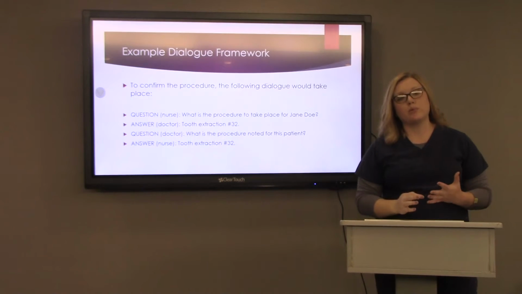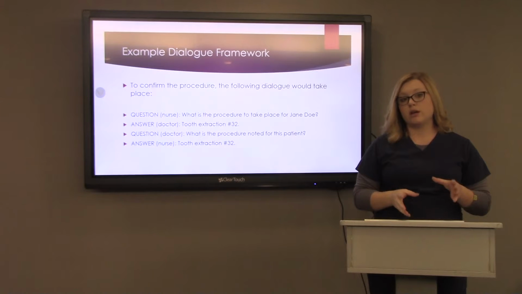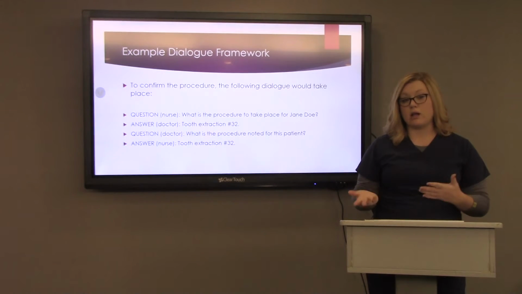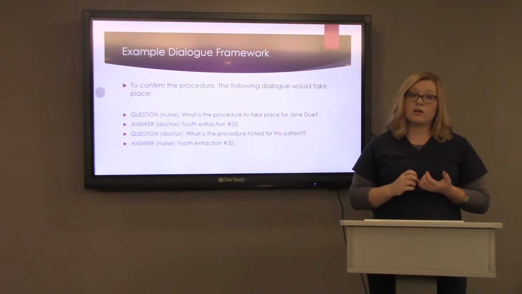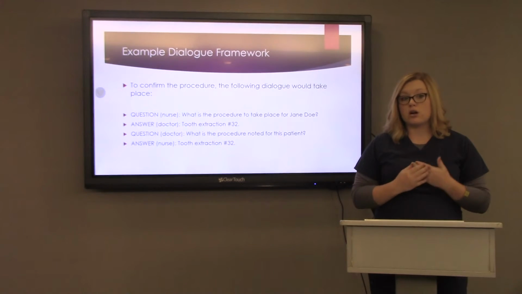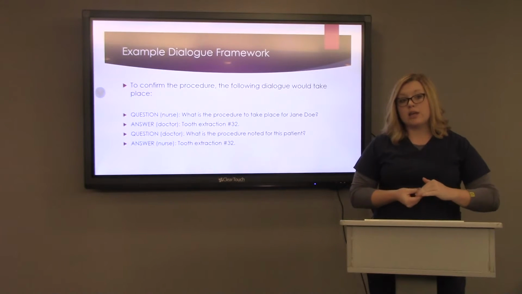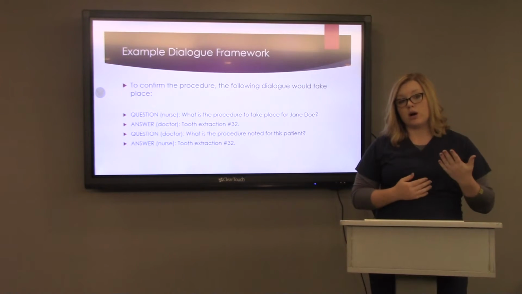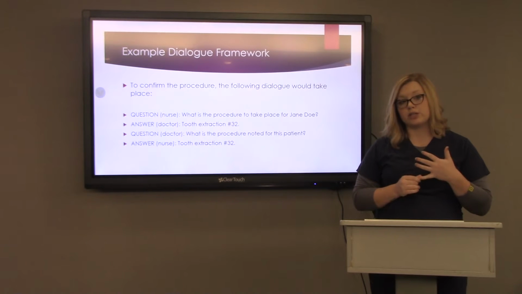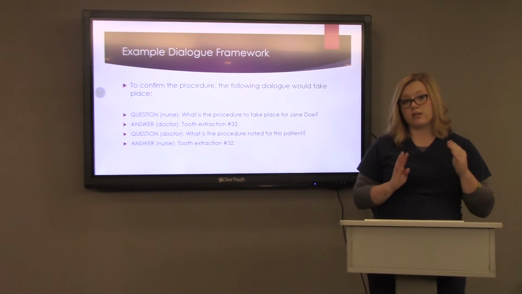So for an example dialogue framework, in the confirming part of the timeout procedure, the following dialogue would take place. The nurse would ask, what is the procedure to take place for Joe Doe? The doctor would answer, tooth extraction number 32, and then the doctor would immediately respond, what is the procedure for this patient? And the nurse would immediately respond, tooth extraction number 32. Both people are confirming the same.